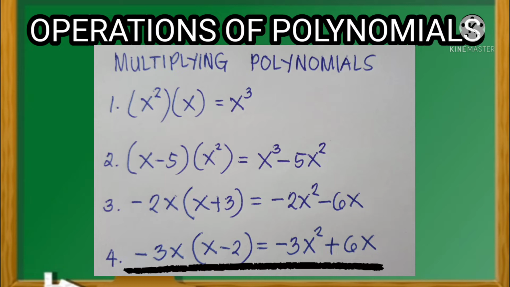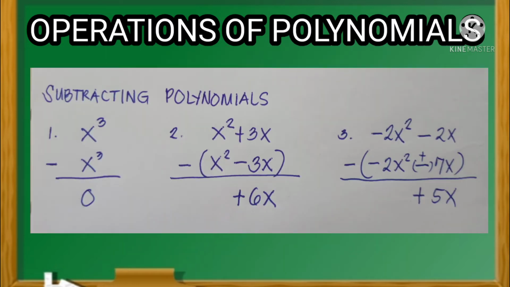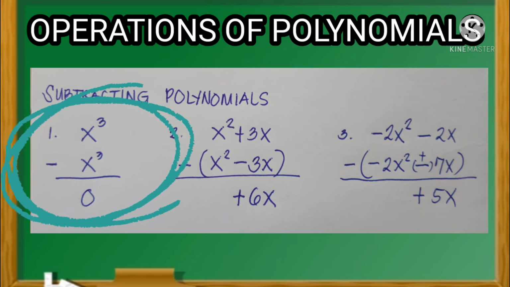Then copy x. In subtracting polynomials, we will change the sign of the subtrahend. But if the two terms are similar, meaning same variables, same exponents, and same signs, we can automatically cancel them. For example, number 1, x cubed minus x cubed. So the answer for this one is 0 because we can cancel them.